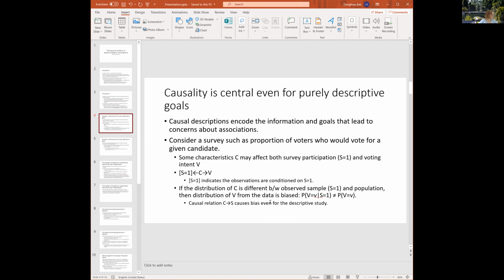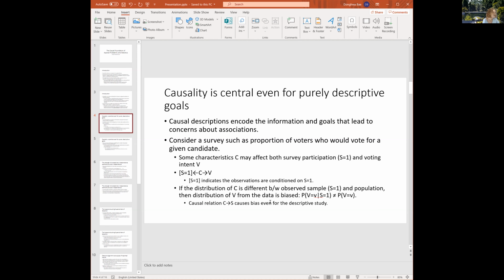Okay, I'm trying to understand the notation. S is a variable that says participate in the survey, right? Yes, and S equals 1 means you participate, S equals 0 means you did not participate, right? Exactly. So there are some characteristics that influence both participation and voting. So let's say people who participate in the survey are likely to vote for one candidate.